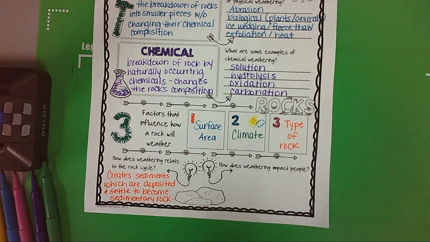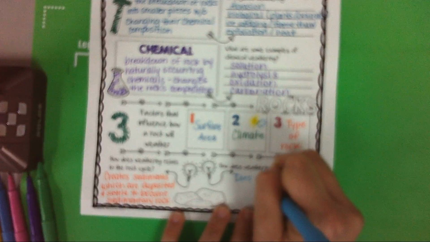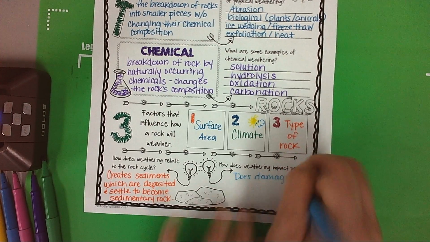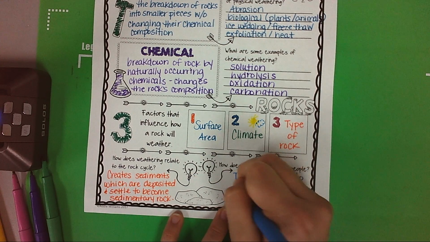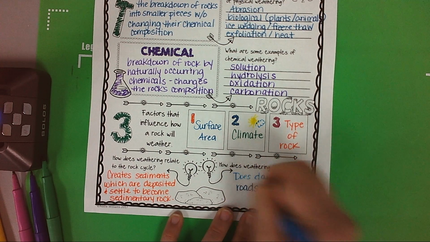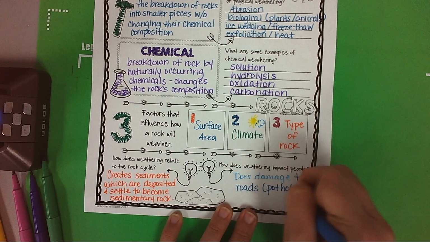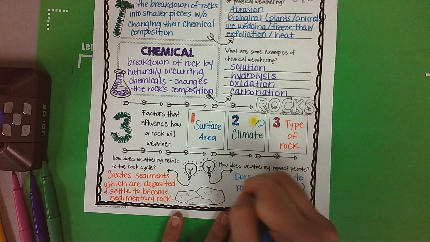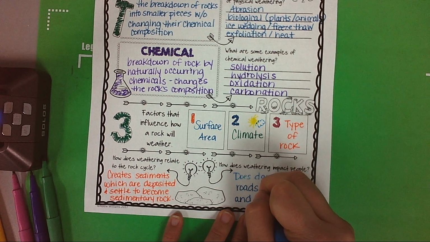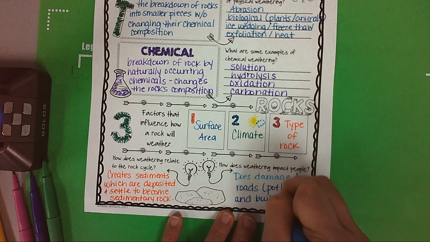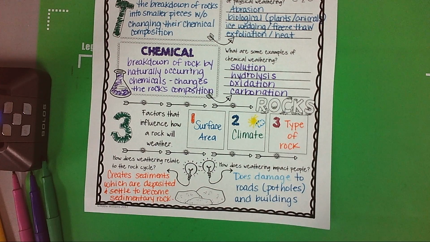How does weathering impact people? Okay, well, it does damage. My pen is running out. Oh no. Okay, so it does damage to roads, which that's what potholes. Okay, that's what creates potholes, breaking things into smaller pieces. Remember, you had one big road and now you have pieces missing. And it affects buildings because buildings are made up of certain rocks.